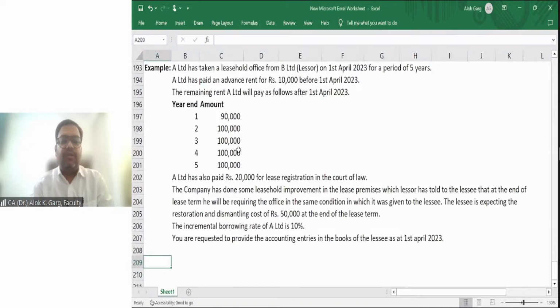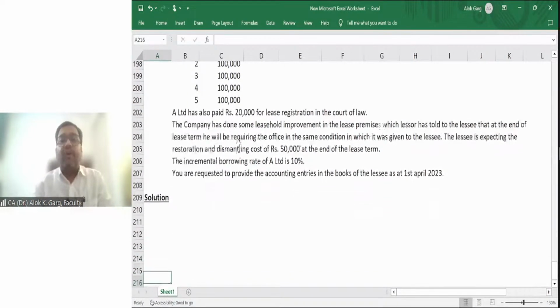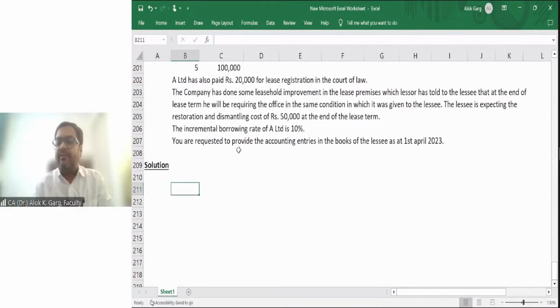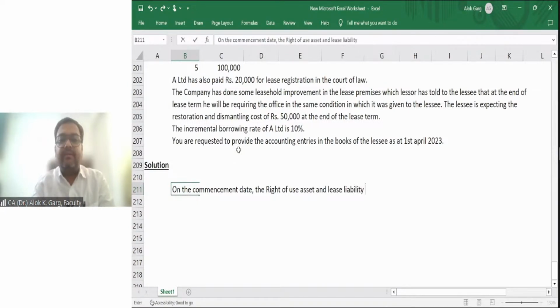Okay. Solution. We all are aware in this case, the accounting will start on the commencement date. On the commencement date, the right of use asset and lease liability need to be created. The right of use asset needs to be recognized, right?